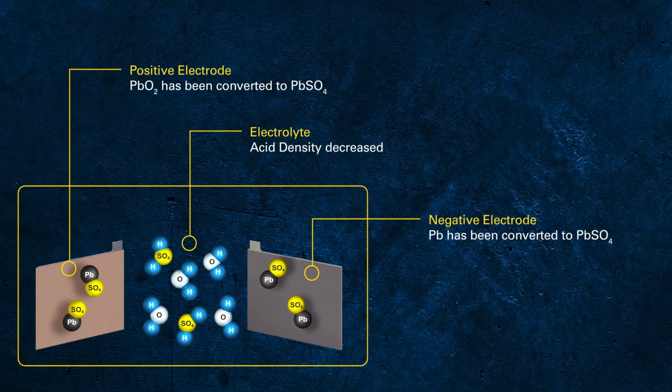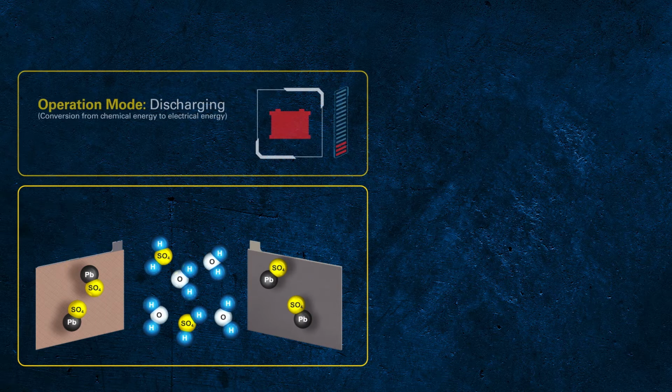It was common in the past to measure the acid density of each cell during service to determine the status of the battery. Nowadays, most of the available batteries are sealed, so you can't measure the acid density anymore. However, some safety rules have to be observed when working with acid. That's why many employees appreciate that measuring acid density is a thing of the past.